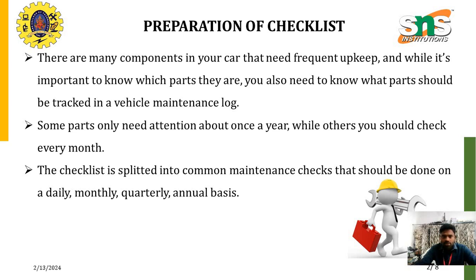So that is coolant, oil, the lighting section, or the wiring section. These things you have to check, and you have to maintain the record. Then the checklist is split into common maintenance checks that should be done on a daily, monthly, quarterly, or annual basis. So we have different types: daily basis, monthly basis, quarterly meaning every 3 months, then annual basis.